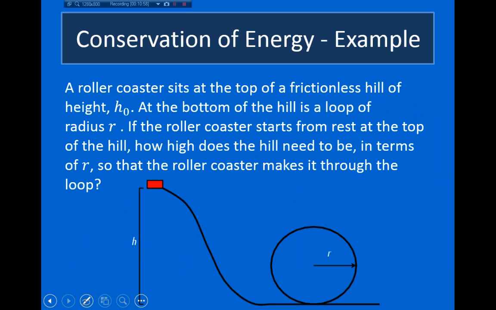So let's go ahead and look at one more example. This example says a roller coaster sits at the top of a frictionless hill and has an initial height h naught. At the bottom of the hill is a loop that has a radius r. If the roller coaster starts from rest at the top of the hill, how high does the hill need to be in terms of this radius of the loop so that the roller coaster will be able to make it through the loop?